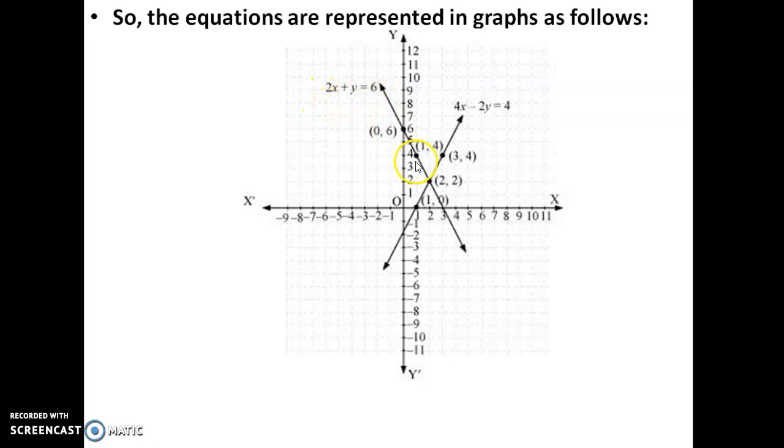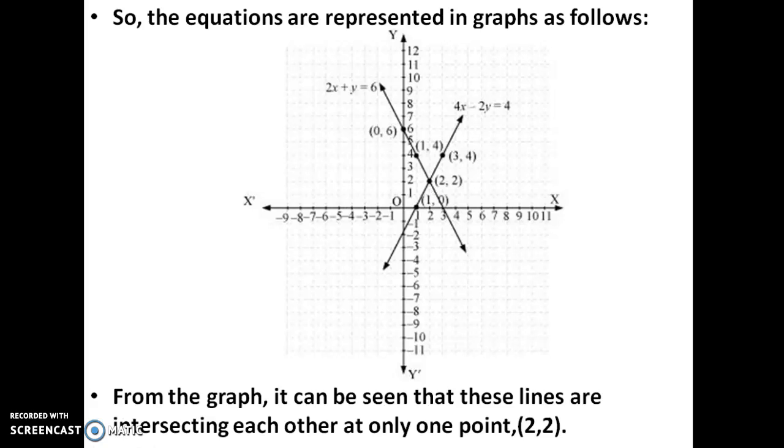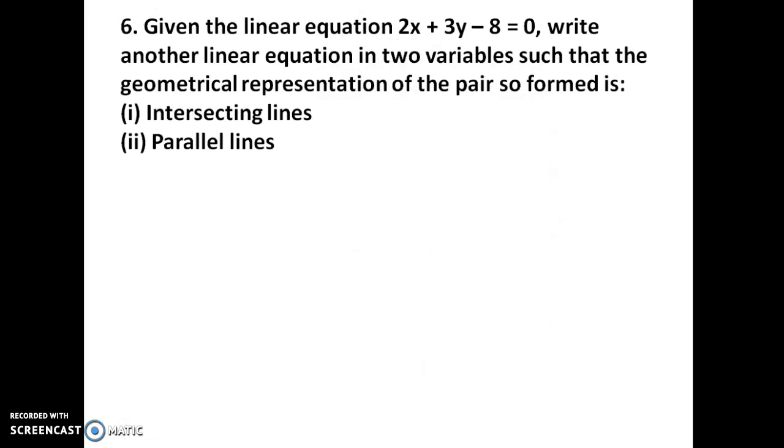If you see, it is intersecting at one point. That point is 2 comma 2. At that point these two lines are intersecting. From the graph it is seen that these two lines are intersecting each other at only one point, 2 comma 2. That's the solution.